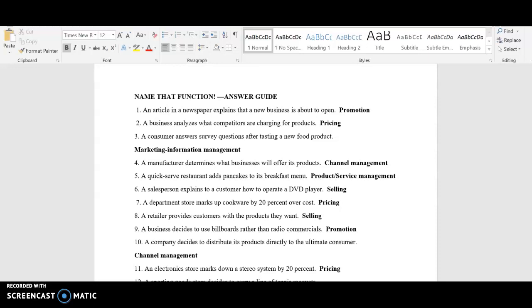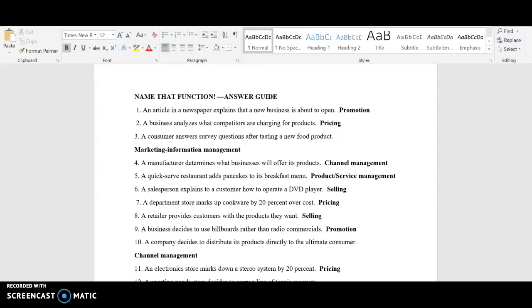Number 4 states that a manufacturer determines what businesses will offer its products. For this one in particular, it's channel management because they're thinking about where their product is going to be sold. Number 5 states that a quick service restaurant adds pancakes to its breakfast menu. So they're offering a new product or service. Number 6, the salesperson explains to the customer how to operate a DVD player. This is part of the selling function because they're giving you some of the features of the DVD player as they're also demonstrating how to use it.